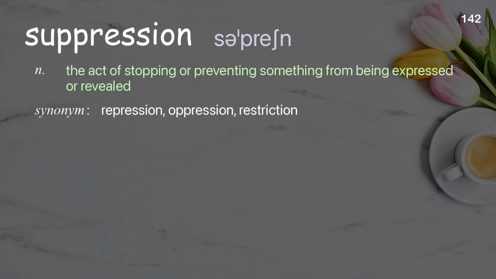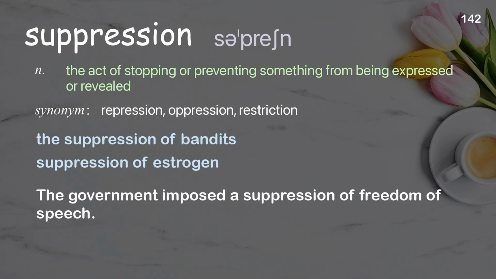Suppression: the act of stopping or preventing something from being expressed or revealed. Examples: the suppression of bandits. Suppression of estrogen. The government imposed a suppression of freedom of speech.